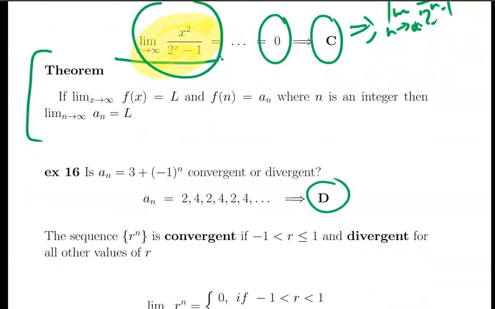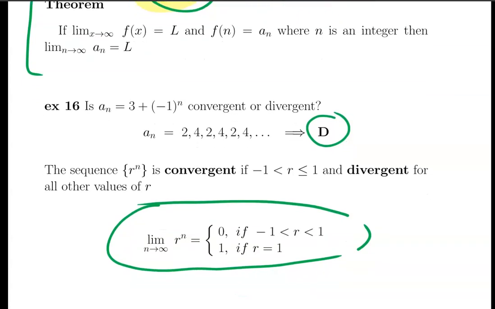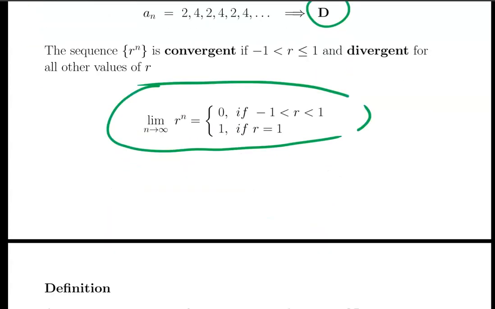So the sequence r to the n is convergent if r is between minus 1 and 1. So you can just use this information going forward. You don't have to prove it or anything like that. The limit of r to the n as n approaches infinity is 0 if r is between minus 1 and 1. And if r is 1, it's 1. Obviously, if r is minus 1, what does it do there? Should be able to figure that out, right? Diverges, plus 1, minus 1, plus 1, minus 1.